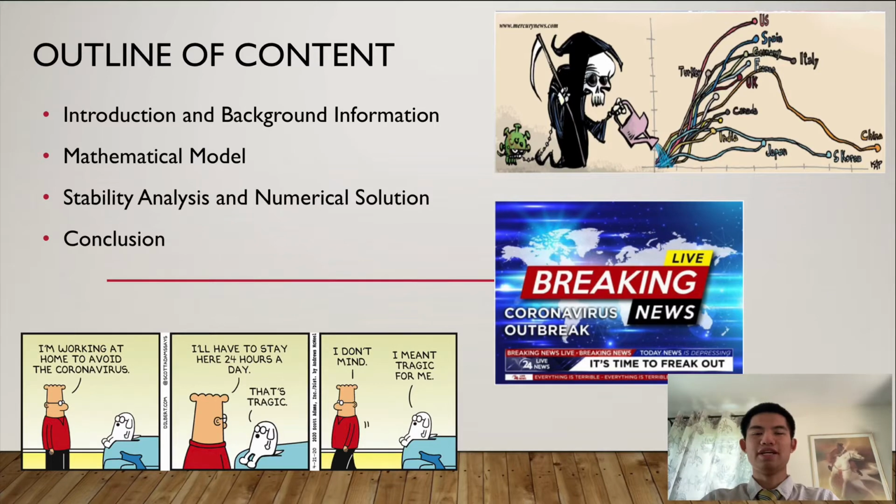Outline of this presentation includes a brief introduction and background information, the mathematical model itself, stability analysis, and a numerical solution. The COVID-19 pandemic, which started in Wuhan, China in 2019, is still ongoing and has resulted in many deaths. The disease has spread worldwide, which has led to a global economic shutdown. Symptoms of COVID-19 are variable, but often include fever, cough, headache, and fatigue.